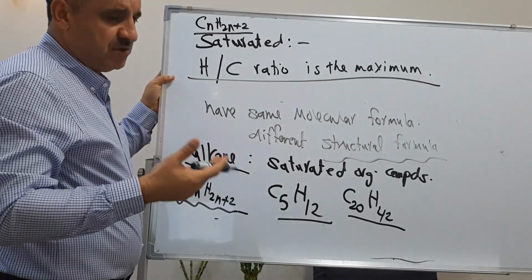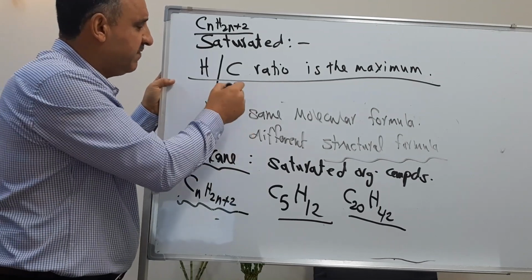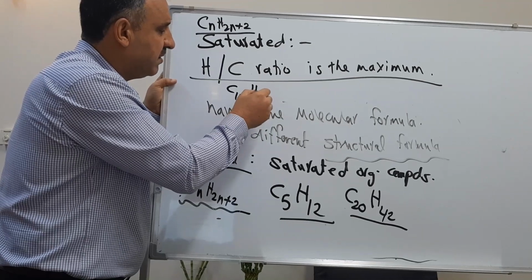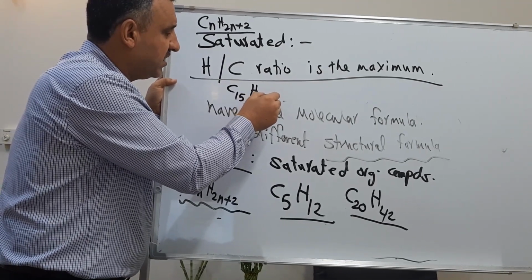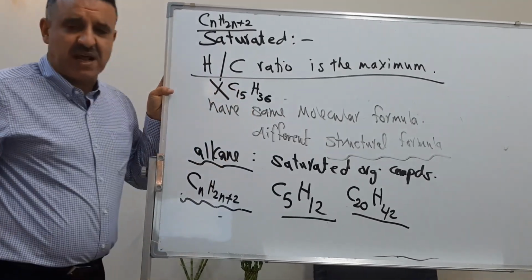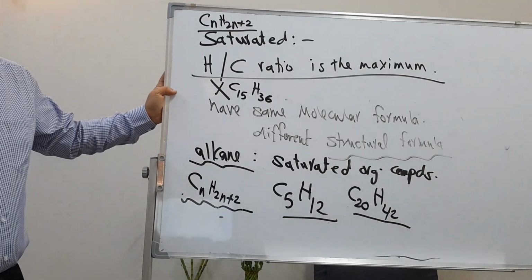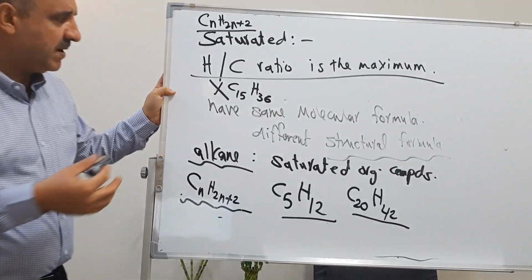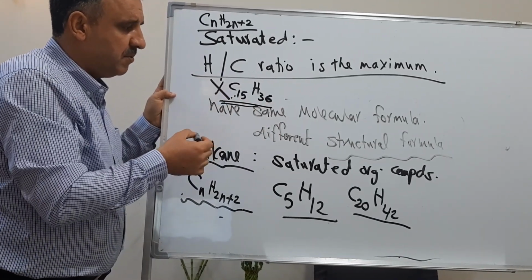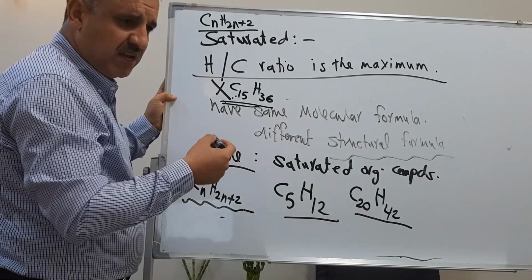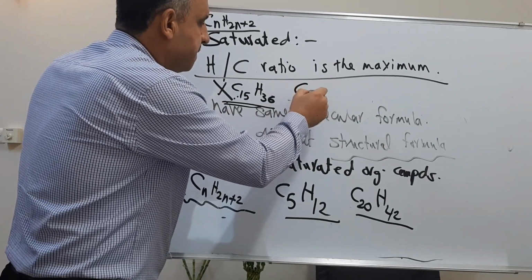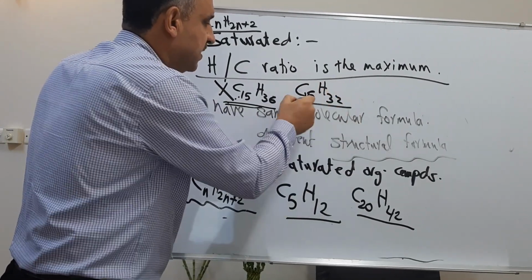So for example, if a student comes up with an idea that he found a compound with the formula C15H36, then we will definitely say this compound cannot exist. This is not an organic compound. It will never be an organic compound, because the maximum molecular formula of an alkane containing 15 carbons will be C15H32. Do you follow me?